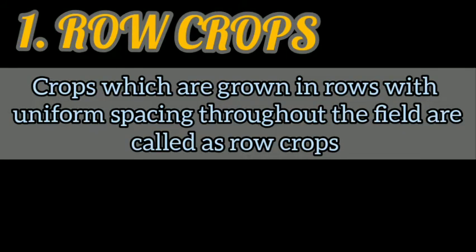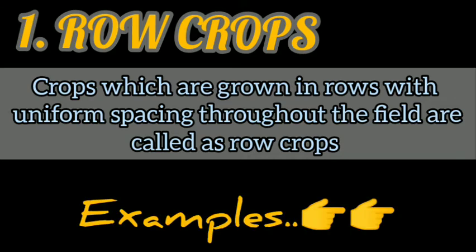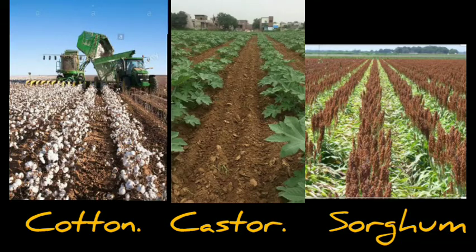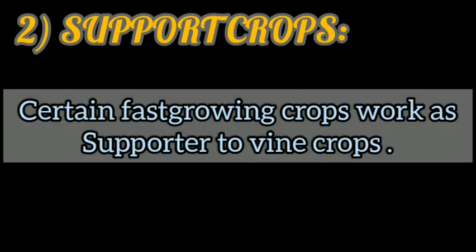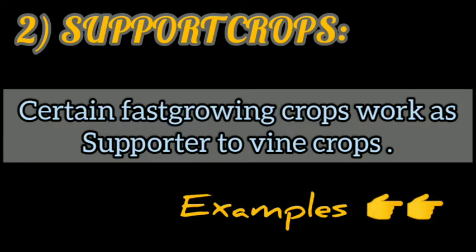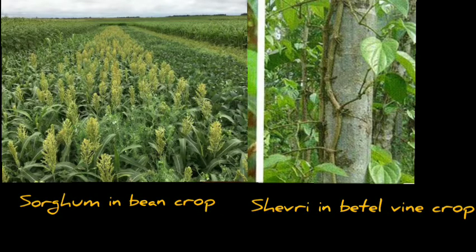First one is row crops. Crops which are grown in rows with uniform spacing throughout the field are called as row crops. Examples: cotton, castor and sorghum. Second one, support crops. Certain fast growing crops work as supporter to vine crops. Example for those crops are sorghum in bean crop and chevre in beetle vine crop.